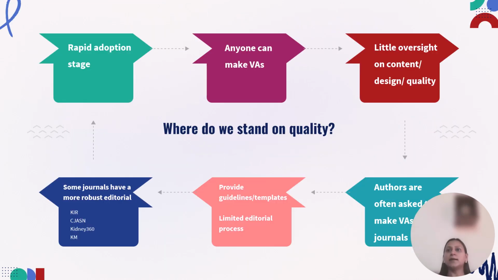Now, where do we stand on quality? What is the quality of the visual abstract that is being published? As I said, in 2016 the first visual abstract was published, in 2017 15 journals, and today, more than 100 journals. So clearly we are in the rapid adoption stage. Many journals are adopting visual abstracts.